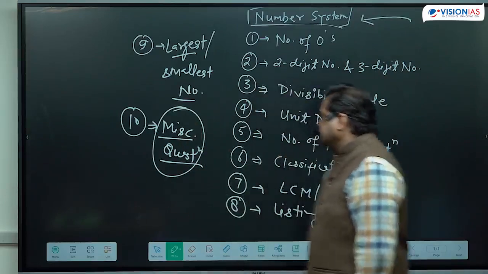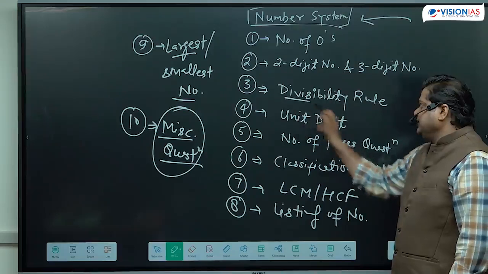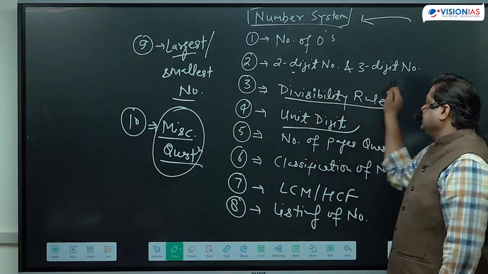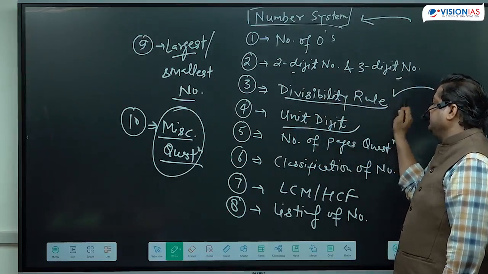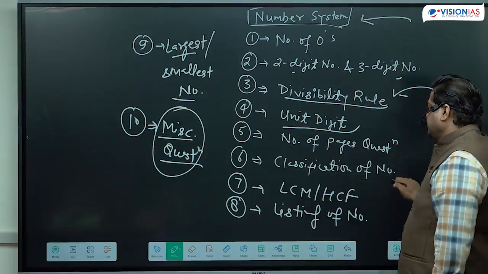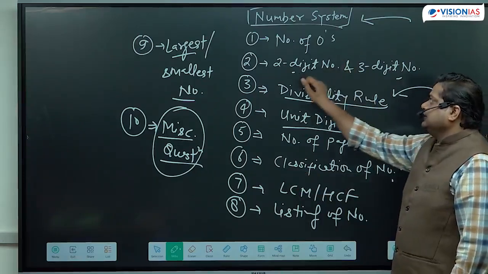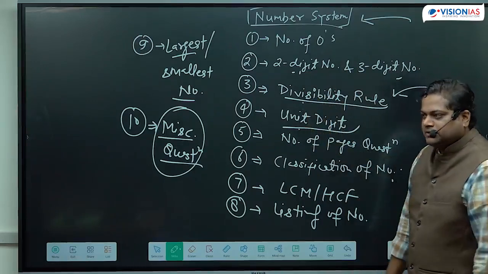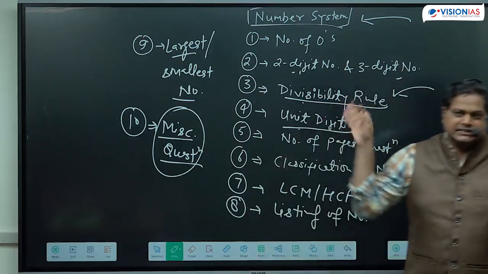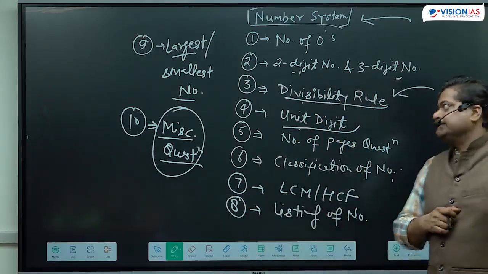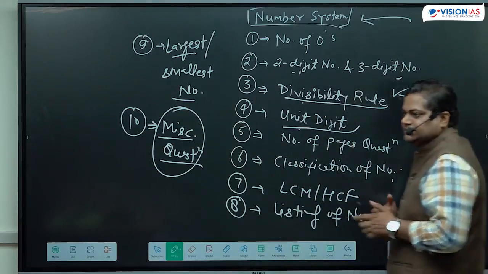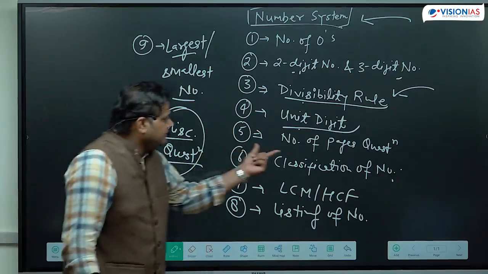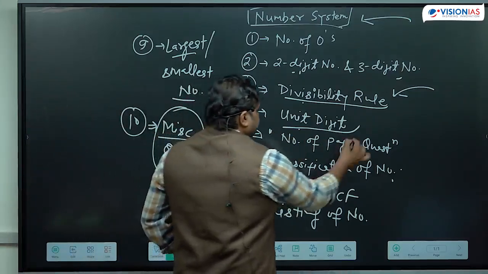The questions will be asked this way also: divisibility rule they are combining with unit digit concept. 2-digit, 3-digit number they are combining with divisibility rule. Classification of numbers they are combining with 2-digit, 3-digit number, divisibility rule or unit digit. So there will be combinations of these subtopics. The fifth one, number of pages questions.